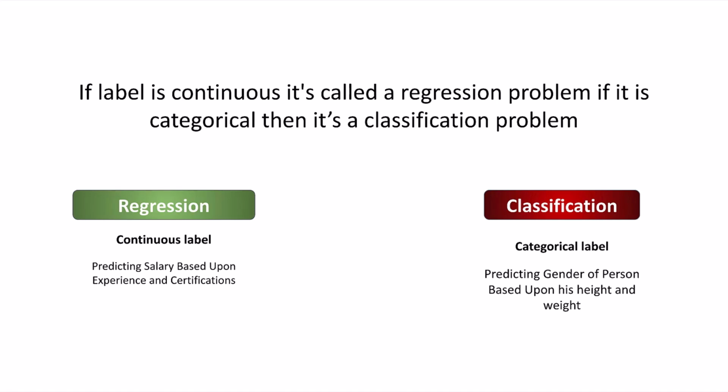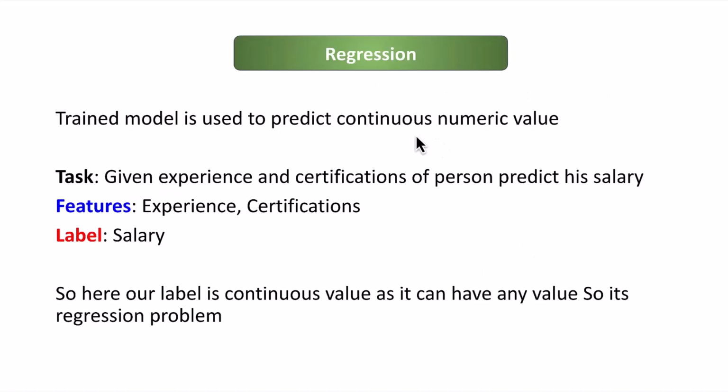So now let's look at regression. In regression, the trained model is used to predict a continuous numeric value. For example, if our task is, given experience and certification of a person, predict his salary, here our features are experience and certification of a person, and our label is salary. And as salary can be any value, it is a regression problem.